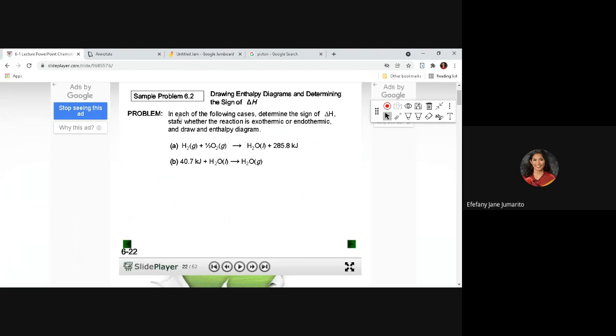Now, in each of the following cases, determine the sign of delta H, state whether the reaction is exothermic or endothermic, and draw an enthalpy diagram. Okay, we have letter A. Is it endothermic or exothermic?